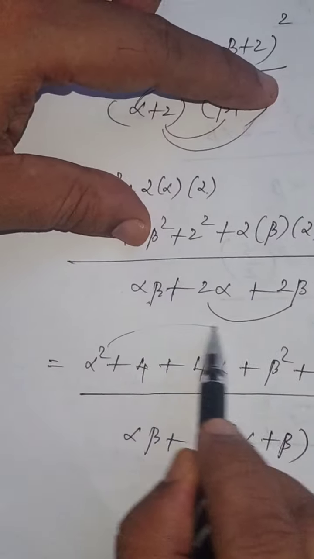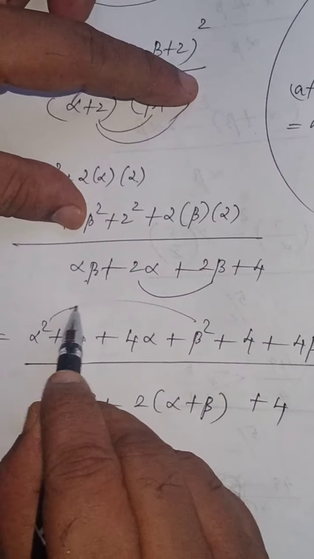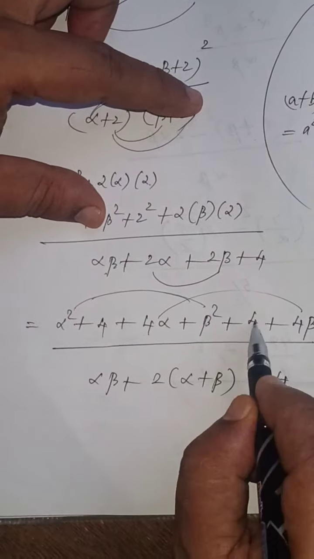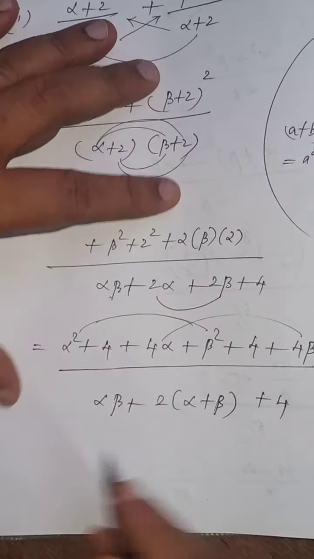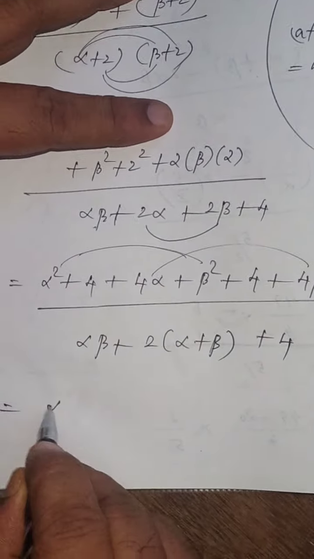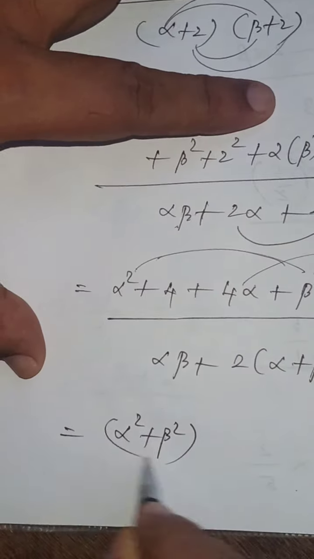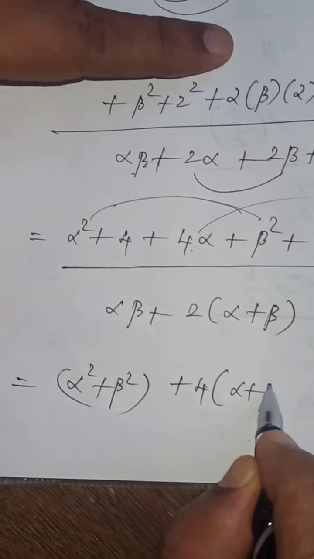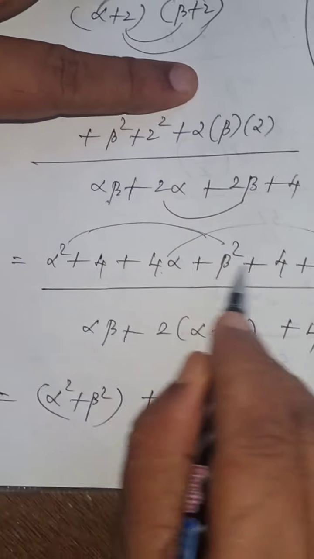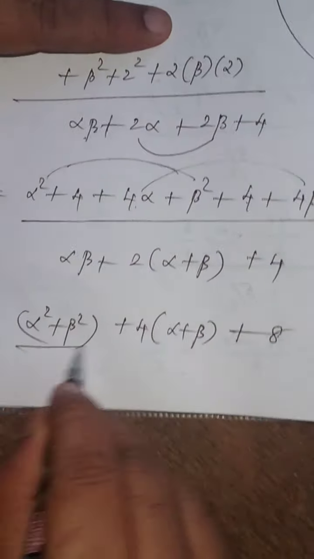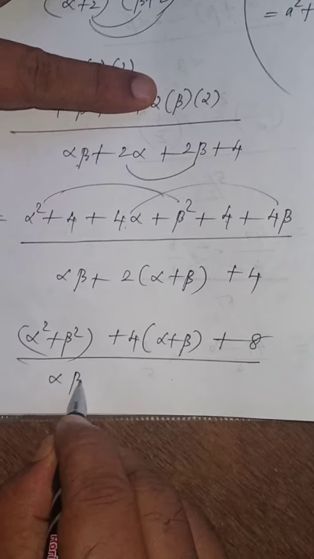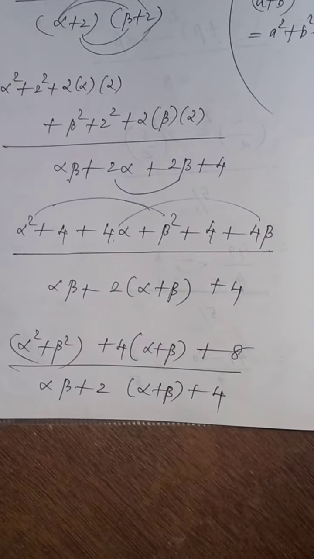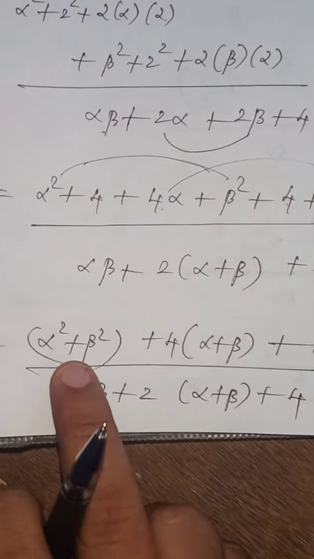Now these together, alpha square plus beta square, these together you can take 4 as common, then 4 plus 4 that is equal to 8, that is alpha square plus beta square. 4 alpha plus 4 beta, can take 4 as common, you will be getting 4 times alpha plus beta, plus 4 plus 4 equals 8, whole divided by alpha beta plus 2 times alpha plus beta plus 4. That is the identity for alpha square plus beta square.